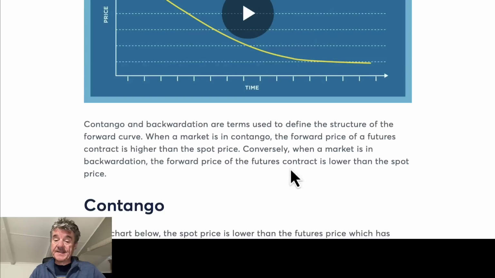When a market is in contango, the forward price of a futures contract is higher than the spot price. If you compare the September, October, November, etc. forward contract prices, which are currently trading and are available to trade, you can compare those to the current spot price or the current month's contract, the August contract, and see whether they're higher or lower. And contango is when the forward price of a futures contract is higher than the spot price.